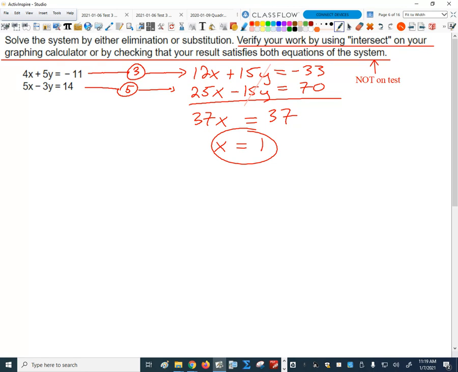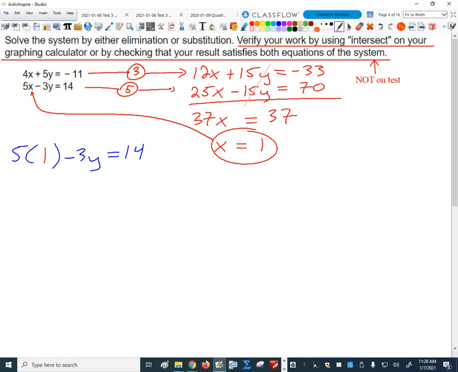Okay, once I know that x equals 1, what am I going to do next with that? Let's see, Melinda? Would you plug it back into one of the equations to find your y? There you go. Good. So I'm going to plug it back into either one. We'll just plug it into the bottom one. And that's going to give us 5 times my x value minus 3 times y equals 14. And the x value I'm plugging in is 1. So 5 minus 3y equals 14.